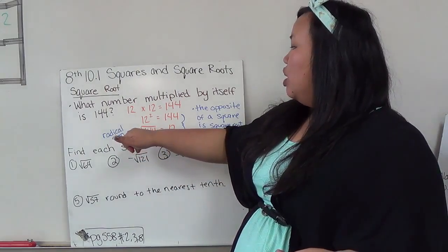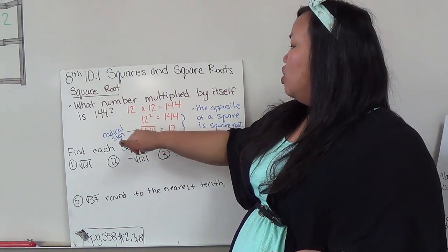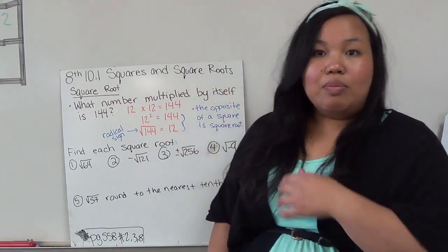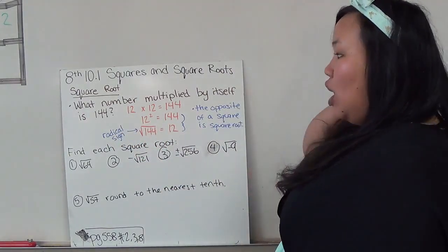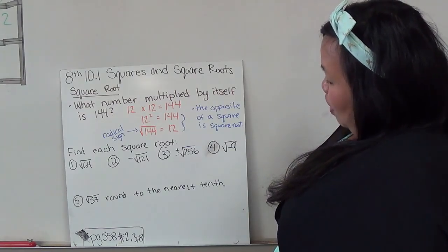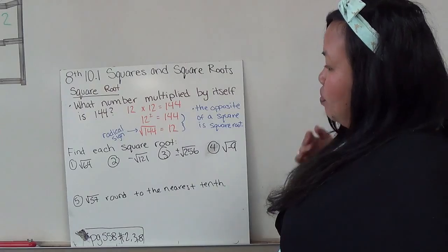When I square root it, this right here is called the radical sign. That shows me that I want to square root 144. That means I want, I need a number that when I multiply it by itself, it gives me 144.